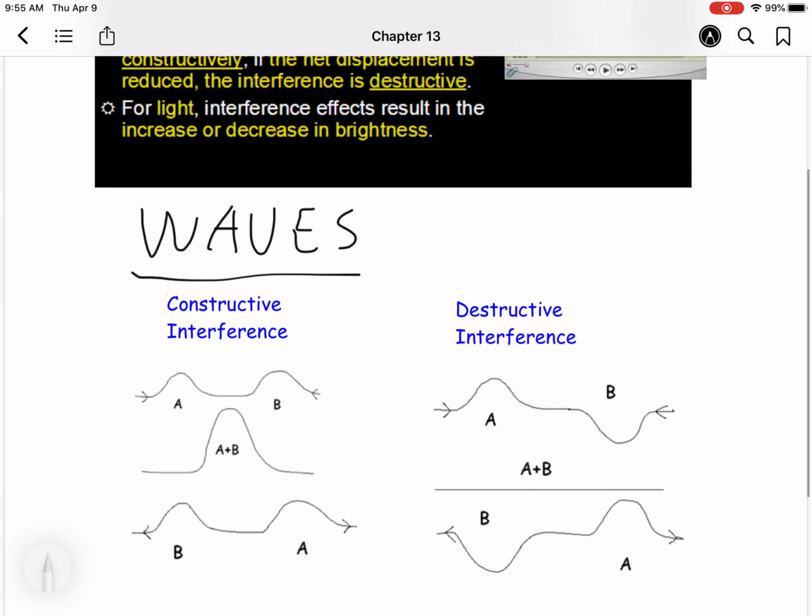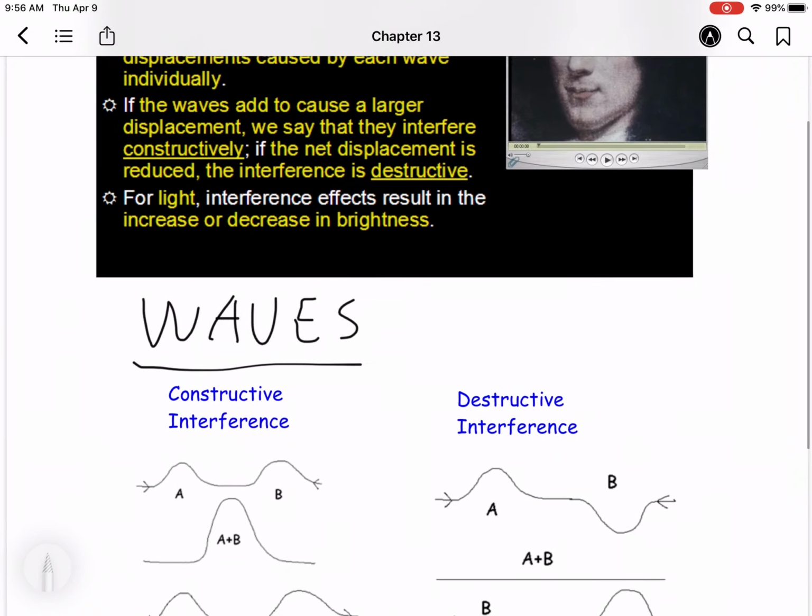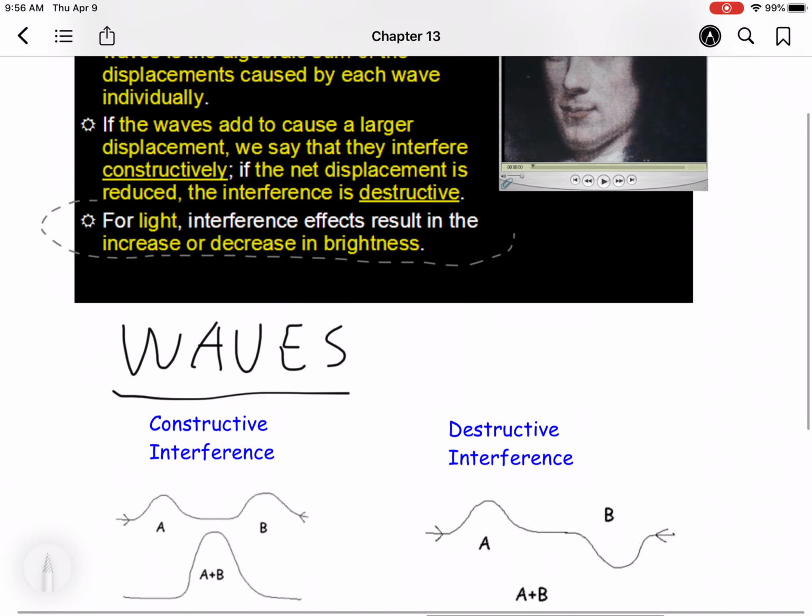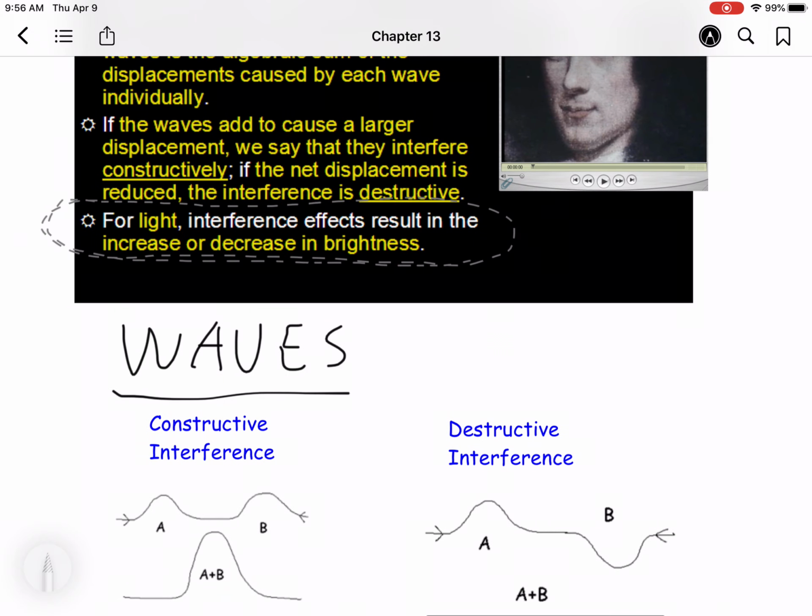We have two types: constructive interference and destructive interference, and this is a pretty simple concept as far as Physics 20 went. You guys had a pretty good understanding of this. I'm not concerned. What's important though is that if it comes down to light or electromagnetic radiation in any general form, interference results in an increase or a decrease in brightness. So we're going to get bright spots and dark spots because of interference, and it's a very interesting thing.